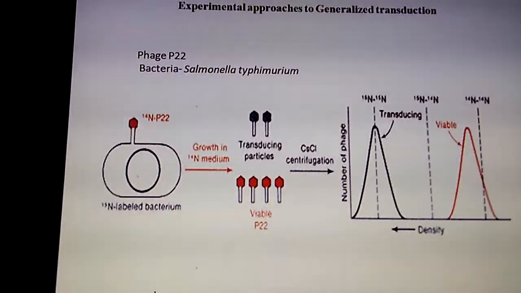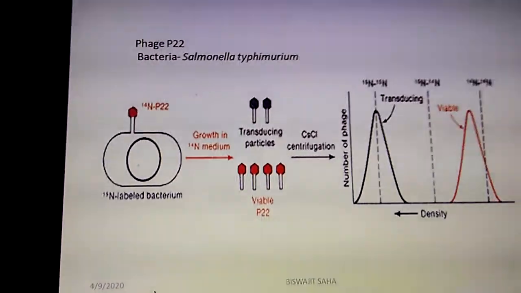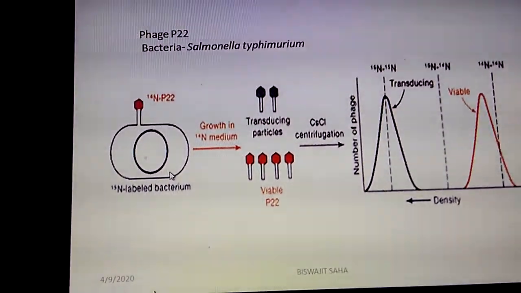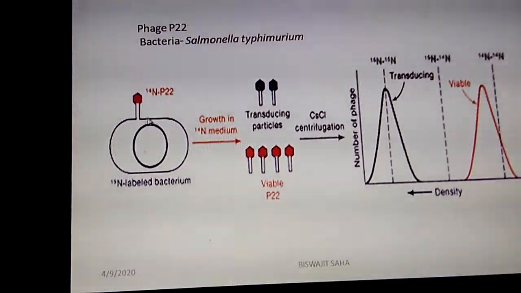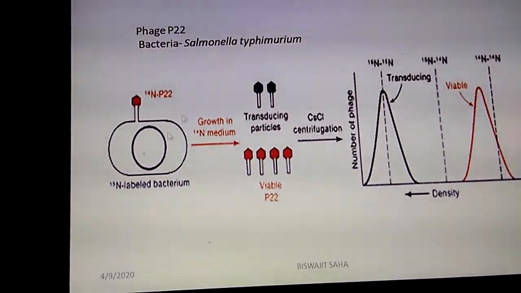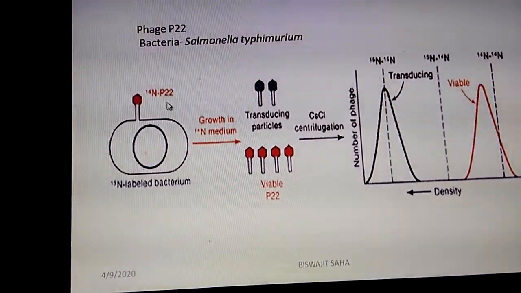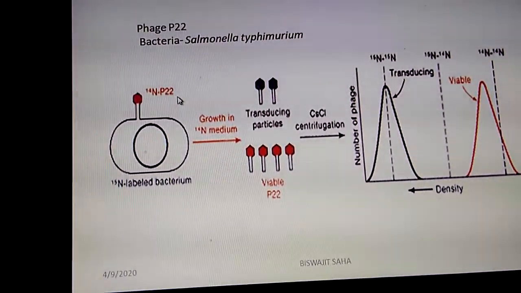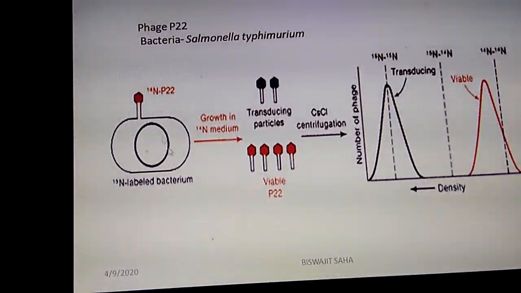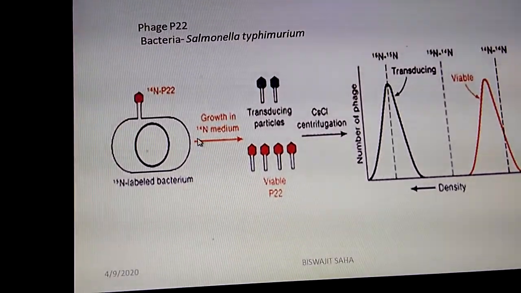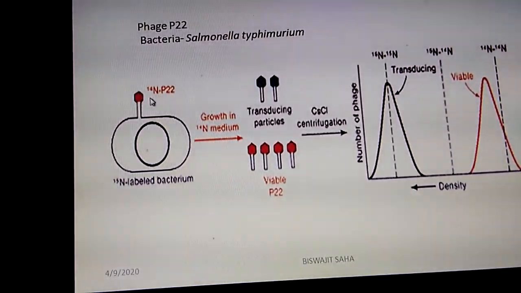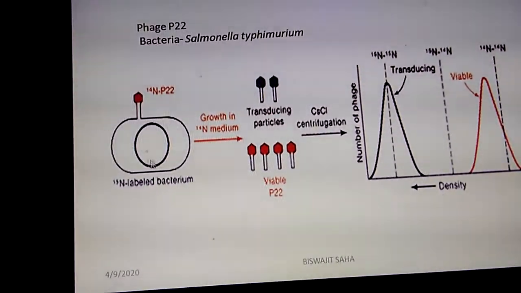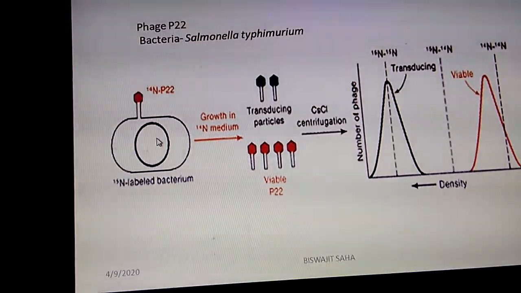The host bacterium, Salmonella typhimurium, is labeled with N15 by growing for many generations in a medium containing N15. So the host bacterial DNA is labeled with N15, and it is infected with N14-labeled P22 phages. Then the phage-bacterium complex is grown in N14 medium. So the phage is labeled with N14, and the medium is also N14, but the initial bacterial DNA is labeled with N15, right?